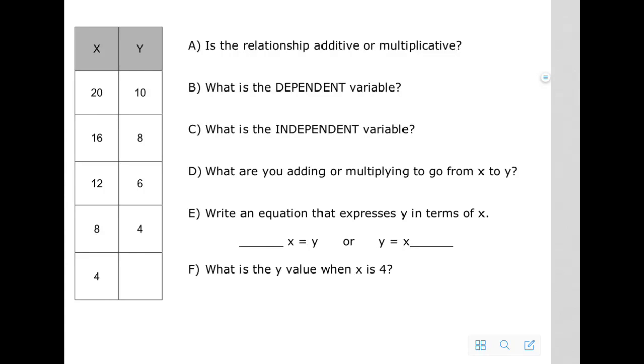Hello team and family, this is video number 2 over going from tables to equations. Letter A, is the relationship additive or multiplicative?